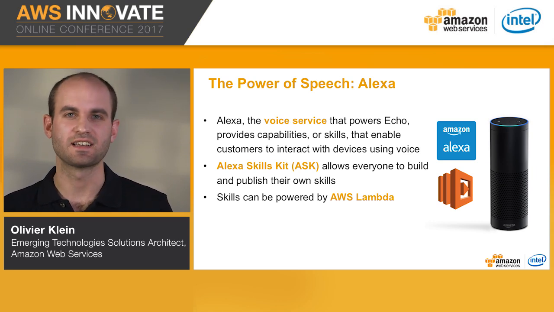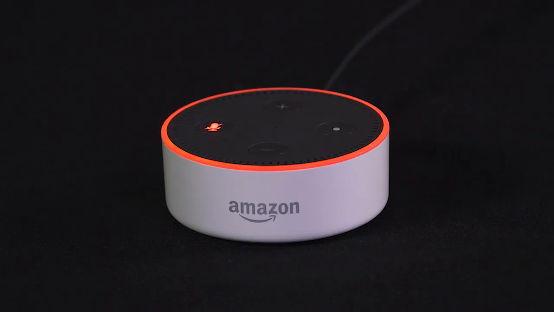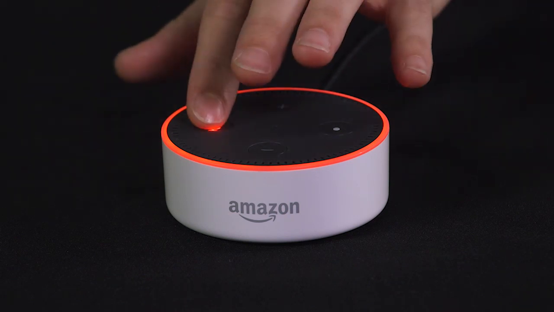All right, let's try this out. So here we got the Amazon Echo Dot, which is the smaller sister or brother of the Amazon Echo. Now let's see what we can do with this. Alexa, say hello.